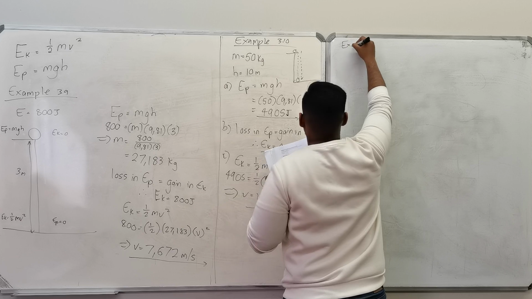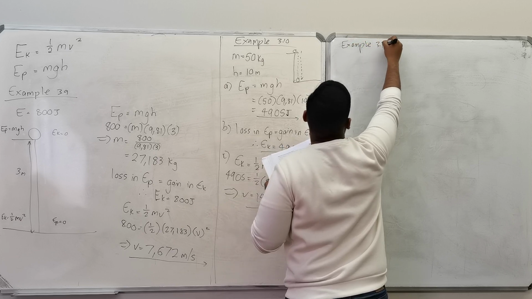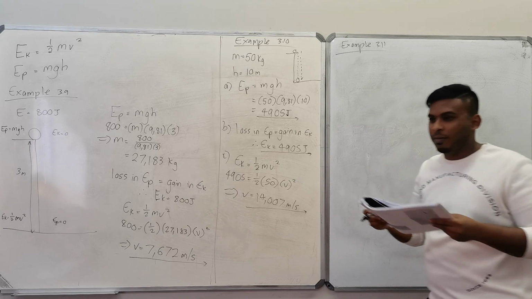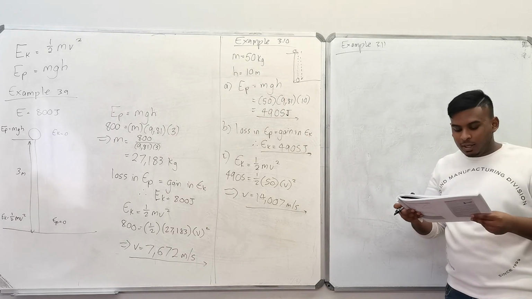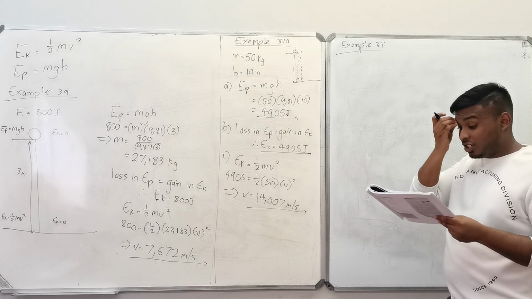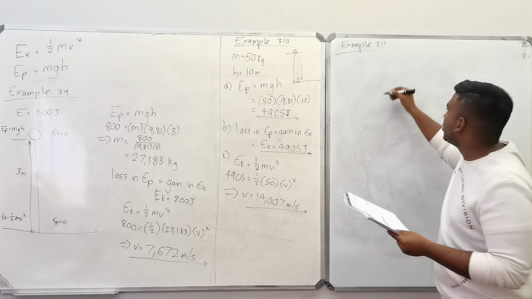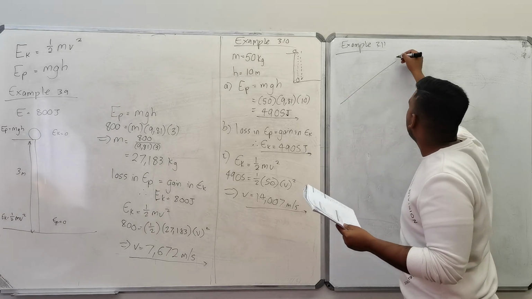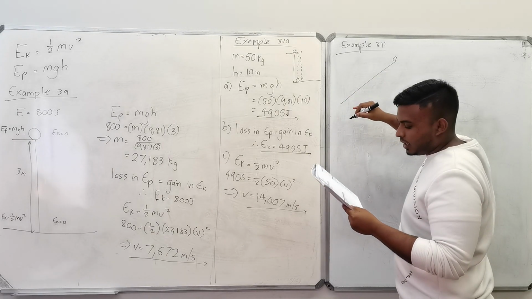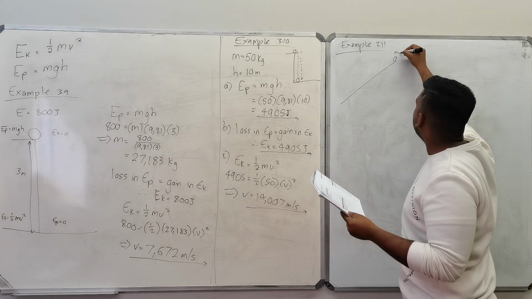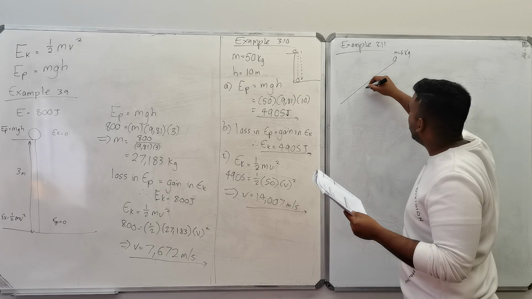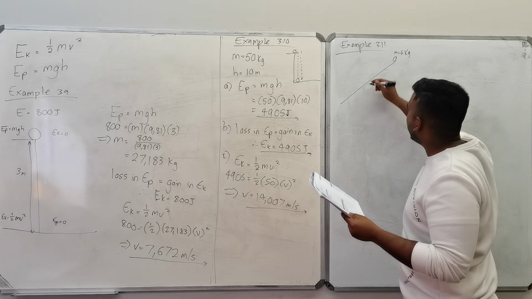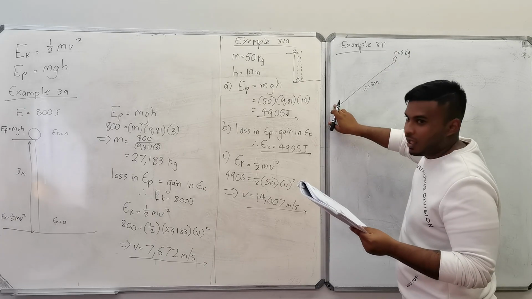Example 3.11. You know, every question that they do, they must give you the angle because they know you love it so much. They tell you that a metal ball with a mass of 6 kg rolls from rest for 8 meters. So it's on an inclined plane, right? This ball starts here. The mass is equal to 6 kg. It rolls from rest for 8 meters, so the displacement is equal to 8 meters, from there to there.